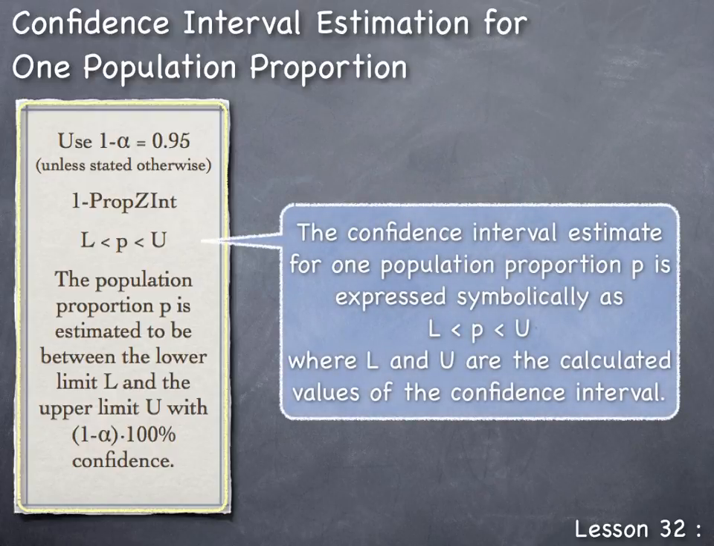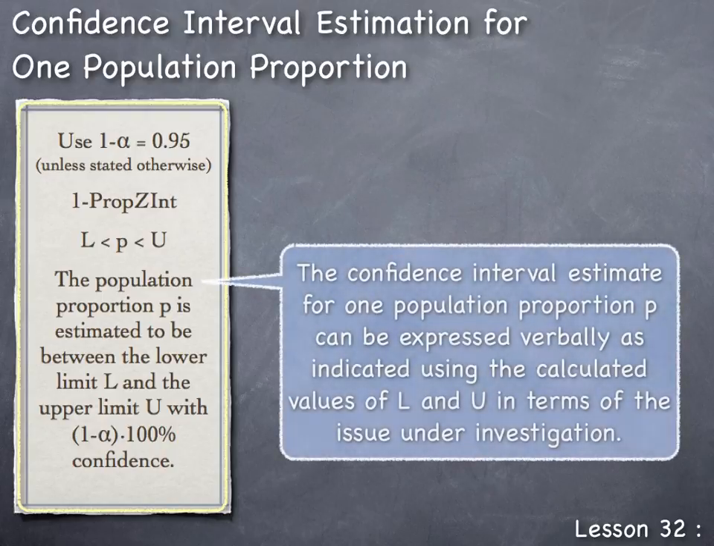So, the confidence interval estimate for one population proportion p is expressed symbolically as L less than p less than U, where L and U are the calculated values of the confidence interval. And after we've expressed the confidence interval symbolically, we can express the confidence interval verbally. The confidence interval estimate for one population proportion p can be expressed verbally as indicated here, using the calculated values of L and U in terms of the issue under investigation.